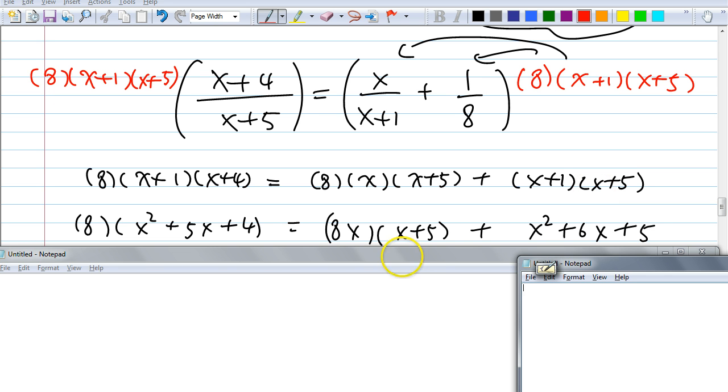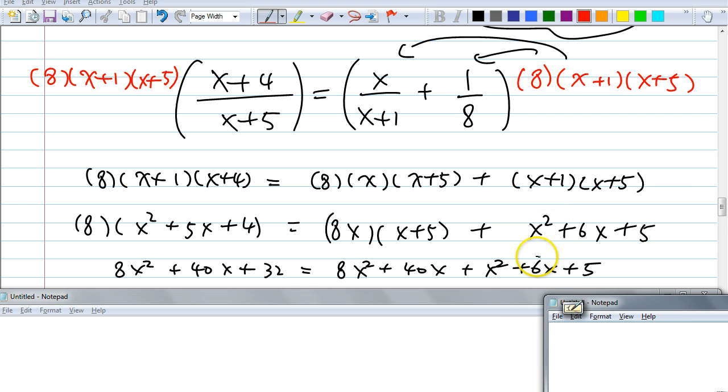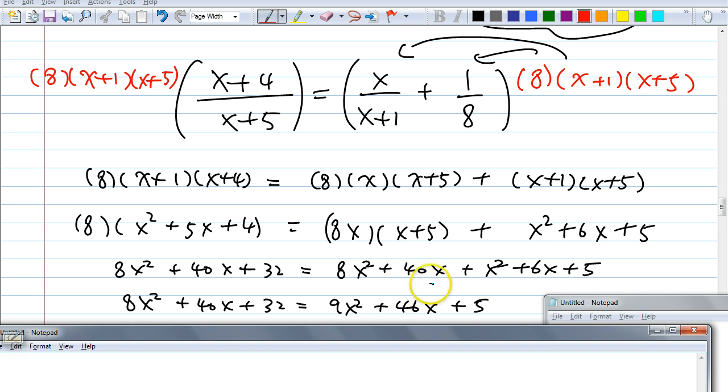Okay, now you need to simplify. I multiply this now, 8x times x plus 5. We get 8x squared plus 40x plus, here, x squared plus 6x plus 5. On the right side, you want to simplify. When you do that, do you see how we have like terms? 8x squared and x squared, you get 9x squared. 40x plus 6x, you get 46x, plus 5.